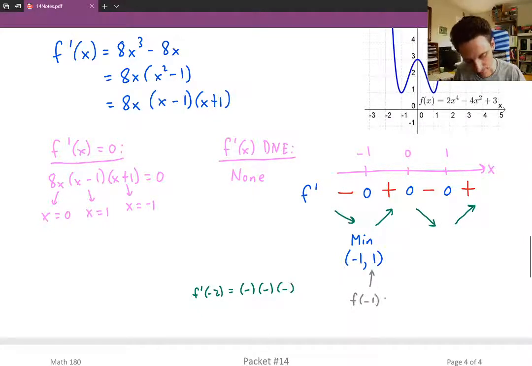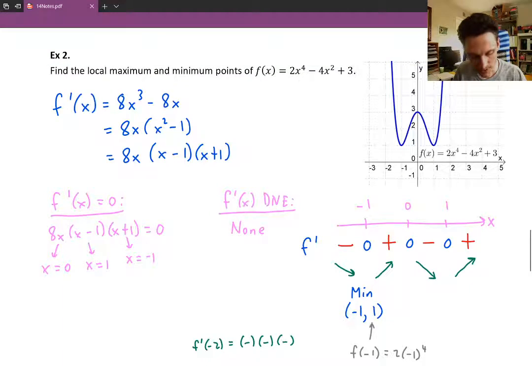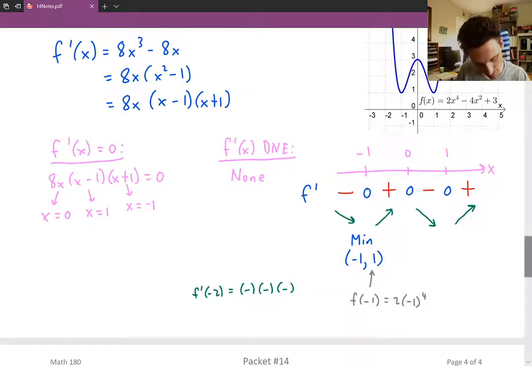We got this by plugging -1 back into the original function. So that would give you 2 times -1 to the 4th, minus 4 times -1 squared, plus 3. And you get 1.